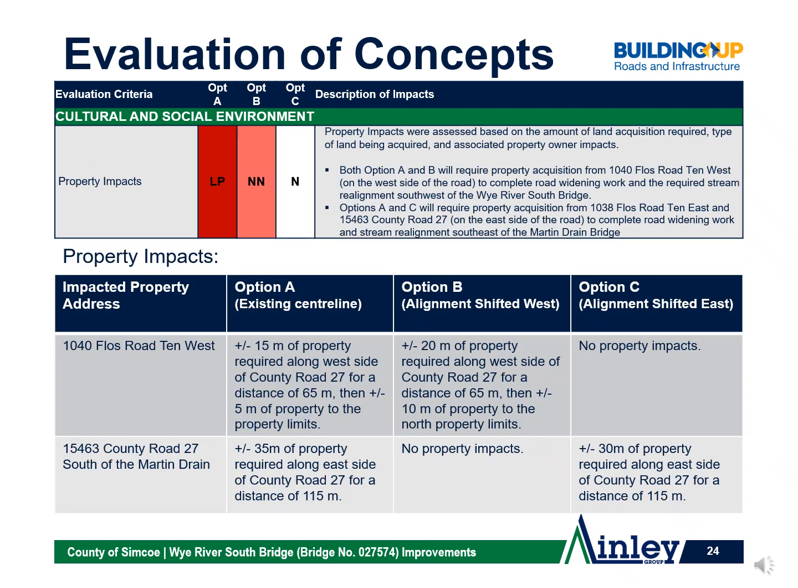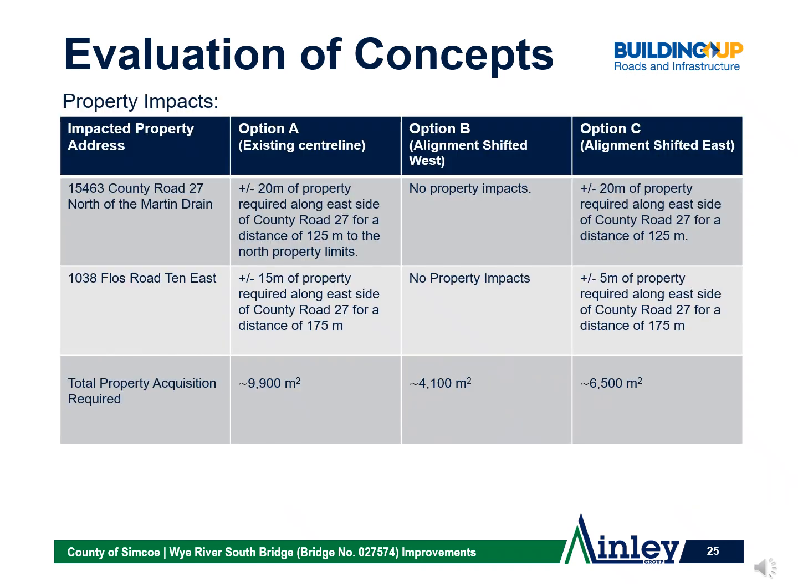As property impacts have a large effect on the cultural and social environment, they are a key consideration in the evaluation. Option A is expected to require almost 10,000 square meters of property from the 3 surrounding properties. This is the largest amount of property acquisition of all 3 options, so Option A is considered to be the least preferable. Option B and C require less property acquisition than Option A.